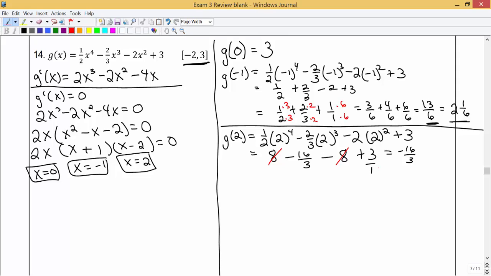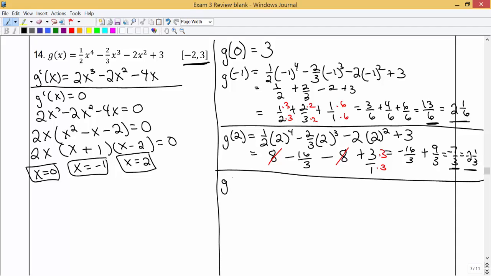Let's give that a common denominator. So that's plus 9 over 3, so we get -7/3, which, let's write the equivalent of that as a mixed fraction. So we said that was -7/3. 2 goes into 7 2 times, with a remainder of 1/3. So -2 and 1/3.